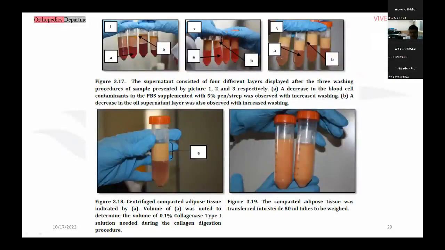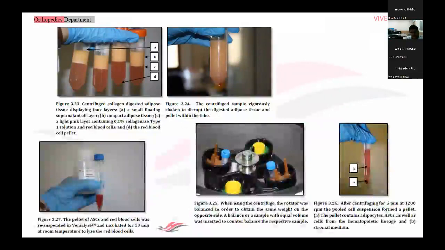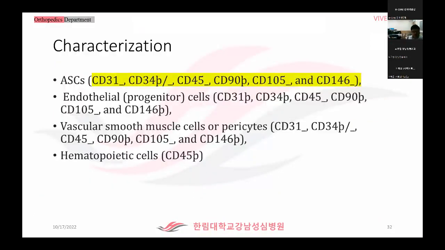In figure 3.19 you may see that the compact adipose tissue should be transferred into a sterile 50 ml tube and weighed for further evaluation. Then comes the isolation process under standard conditions. After centrifugation of the entire media with the tissue, we get a pellet. The pellet itself has only adipocytes and adipose derived stem cells, so that will be used for our further study.